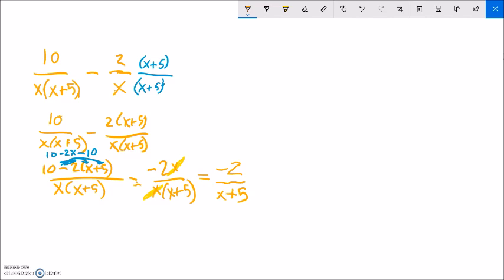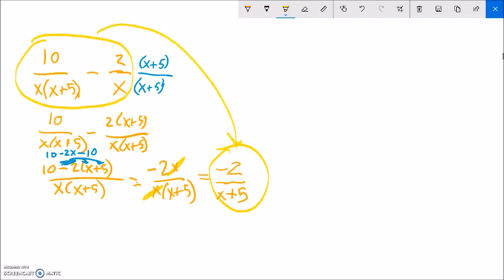But let me also emphasize what this is saying. This is saying that this and this are equivalent statements, with the exception of when x is 0, because I lost that information. So in other words, if I plug 100 in for x here, I would get an answer. I could plug 100 in for x here, and I would get the exact same answer. They're equivalent to each other.